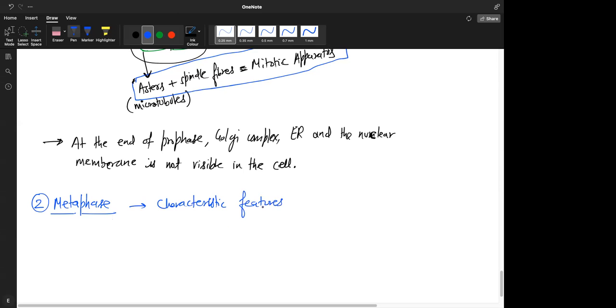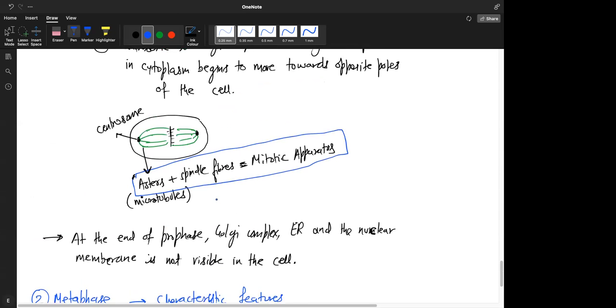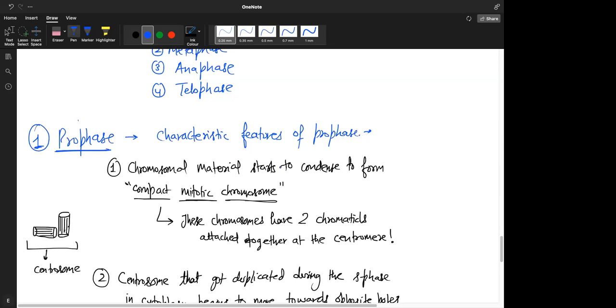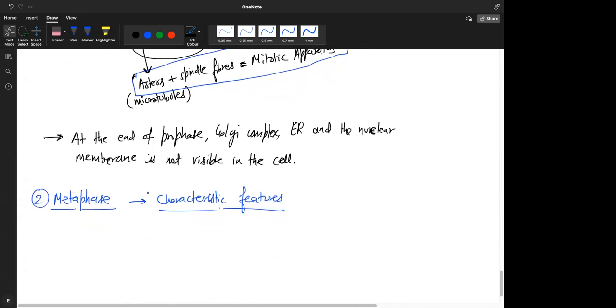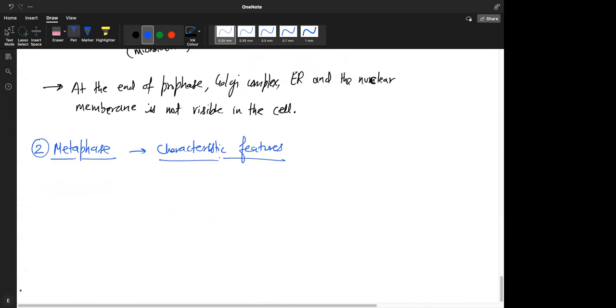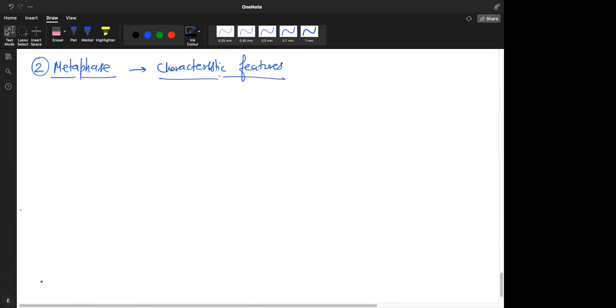Characteristic features. For every phase, you have to remember something. For prophase, the chromosomal material starts to condense, meaning both the parties, the bride and the groom, start packing their stuff, so they are becoming compact. This is happening in the nucleoplasm, and in the cytoplasm, centrosomes are moving towards opposite poles. In metaphase, the characteristic feature is that the nuclear membrane is completely gone. And remember, the compact chromosomes, their packing is finished. Now they will start moving towards the central plate. Okay.